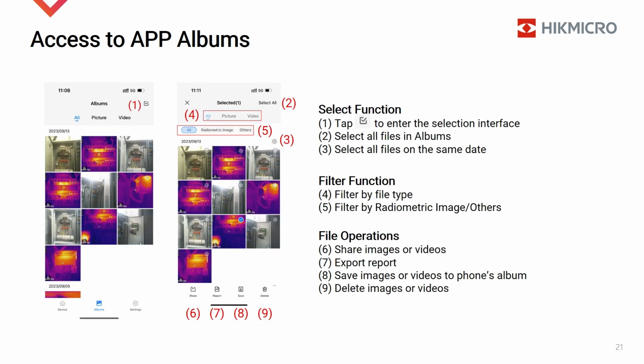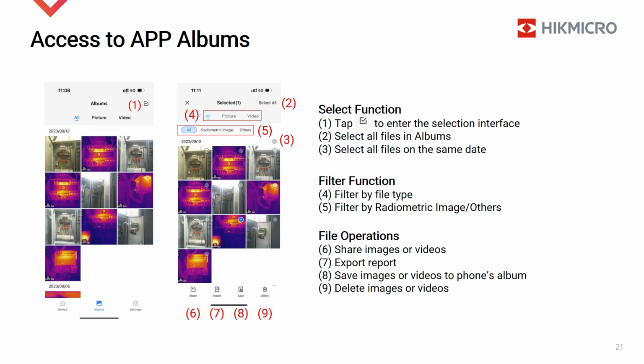Entering the albums. There are several functions and operations to be introduced. Let's take a look at the divided sections in the following figures. First of all, the Select function. Tap the Select key to enter the selection mode. The Select All key can quickly select all files and albums.